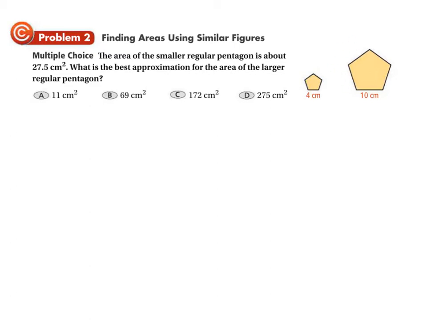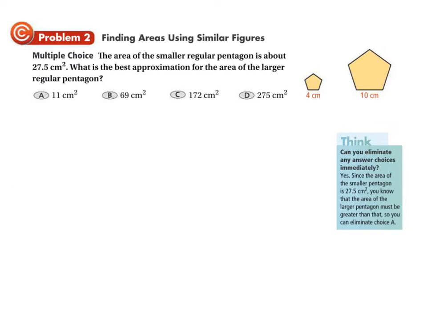Okay, and we know what their side length ratio is. So they give us all these options. Just looking at those options, can we eliminate any of the answer choices immediately? Yeah, we're already given the smaller pentagon's area as 27.5. So a larger pentagon is going to have a larger area, so we can immediately eliminate choice A. You should be able to make sense of that idea that it can't be smaller if the thing is larger.